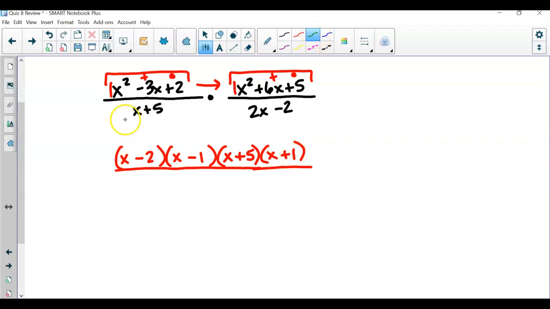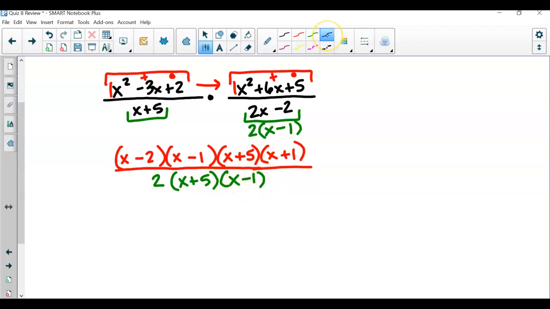Now the denominator. Can I factor x plus 5? No. So I'm just going to bring that down. Then 2x minus 2. Can I factor that? Yes. Because both terms have a GCF, I can divide both by 2. So 2 divided by 2 is 1, so that's just 1x. Then again, minus 2 divided by 2, which is also 1. I'm going to put that GCF out in front here, and then x minus 1.